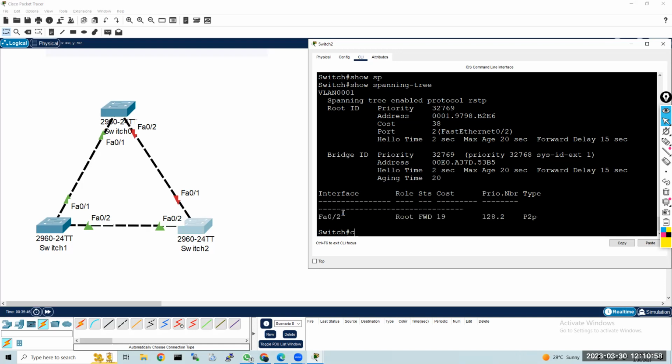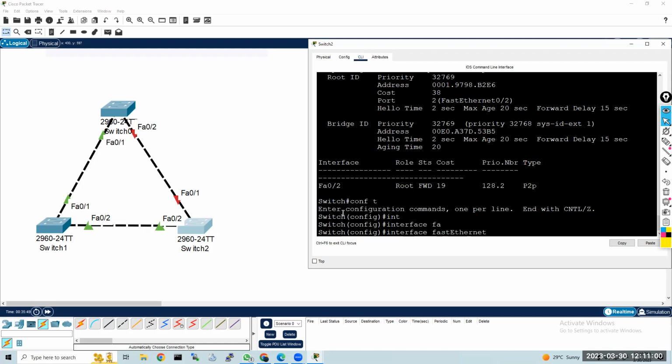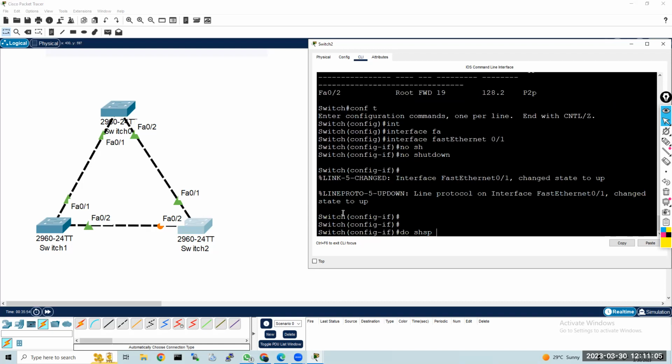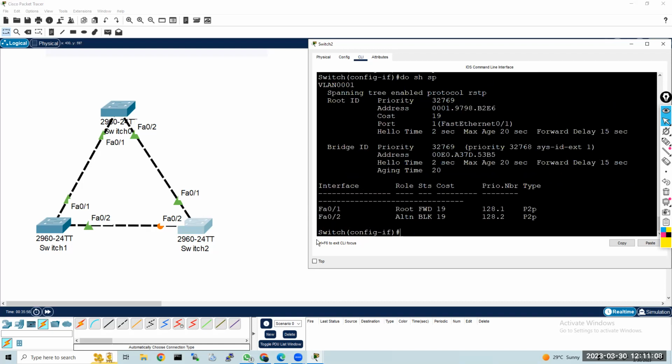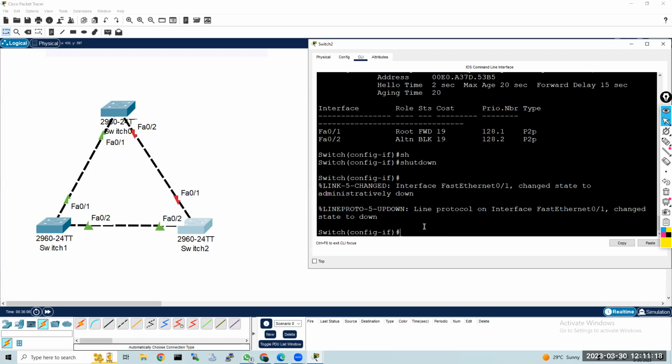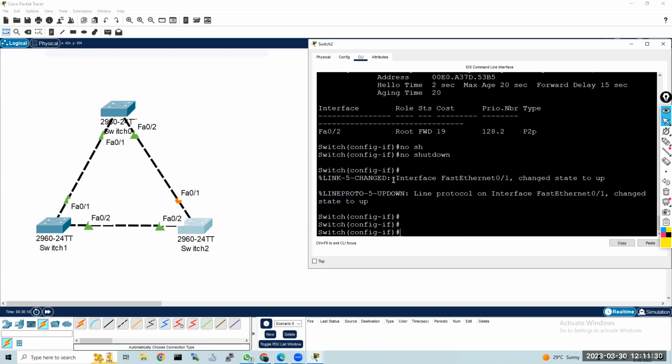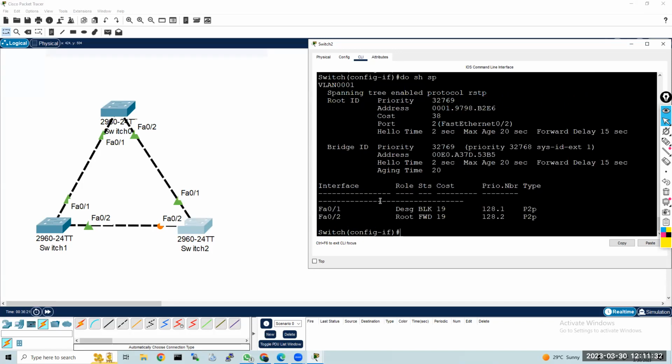Suppose I do once again, interface FastEthernet 0/1, and say no shut, then show span. How fast is it coming up? Notice, see here, it's coming up very fast, and the cost is 19. Suppose I shut this down, see now how fast it comes up. This port will become forwarding now. So I say no shut. Now see how fast it is coming up.